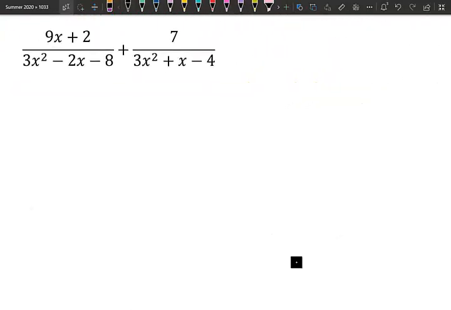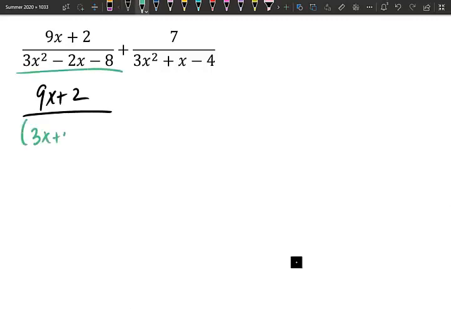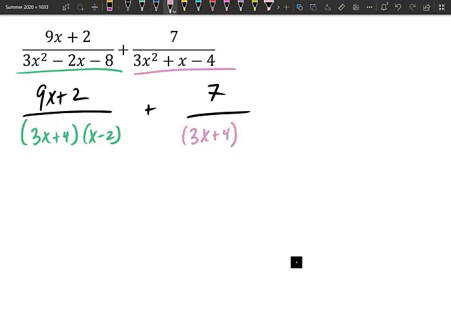All right. So first thing, factor. Just factor, factor, factor. If you can, factor, and especially the bottoms because we need them to be the same. They're not the same. So we do nothing with the tops. Let's factor the bottom. So we can factor that into 3x plus 4, x minus 2, plus, all right, let's factor this bottom. We can factor that into 3x plus 4, x minus 1.